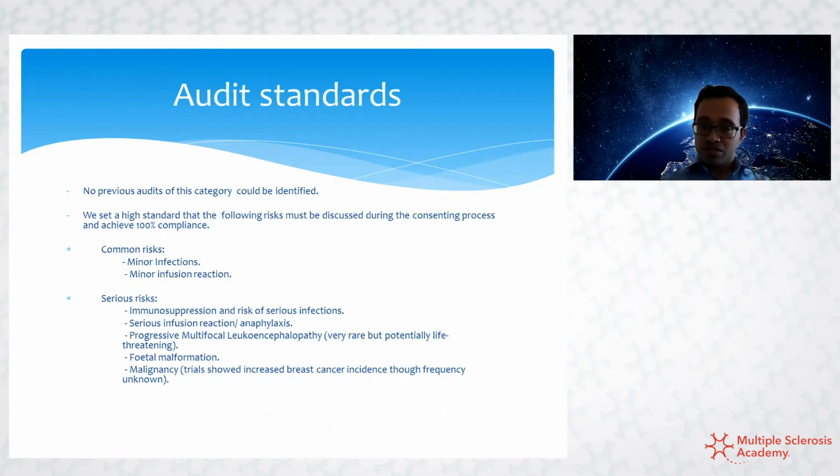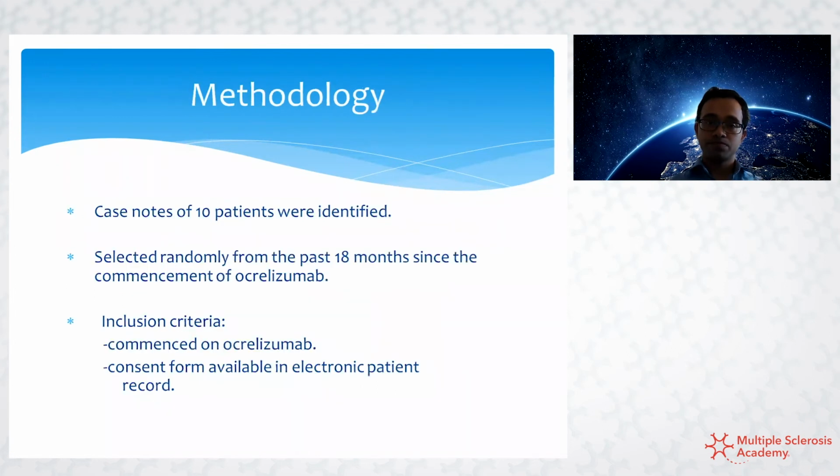We should discuss the risk of fetal malformation to women of childbearing age and also to males. And the risk of malignancy should be discussed, as trials show that there's an increased risk of breast cancer, including incidence, though the frequency is unknown.